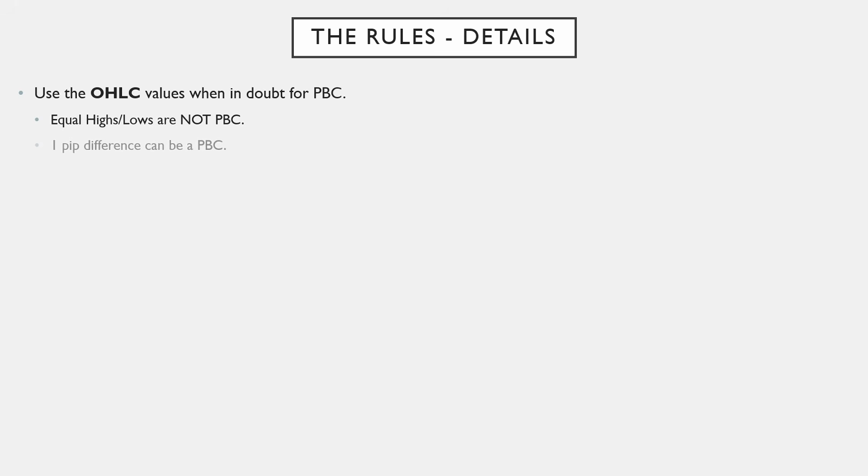Okay? Now, before we jump into some examples, some details. Always use the open, high, low, and close values when in doubt for the pullback candles, because equal highs and equal lows, so perfectly equal highs and lows, are not pullback candles. A 1 pip difference actually is a pullback candle. So if we ever get two wicks that are very close to each other, check the highs of those wicks. If they're equal, it's not a pullback candle.